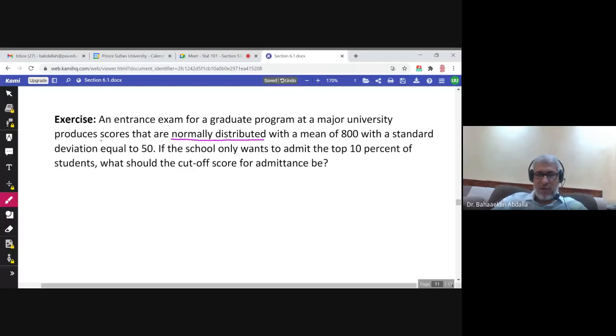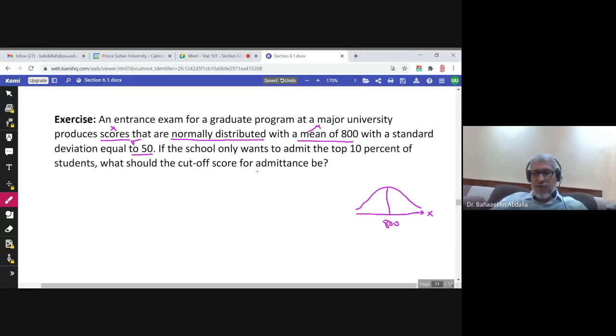Normally distributed, here are the scores. Scores are normally distributed, so the scores are X. So when he says that the mean is 800, this means that X, the scores, and this is the mean of the scores, which is 800, okay? And the standard deviation is 50. So sigma is 50. Mu is 800.